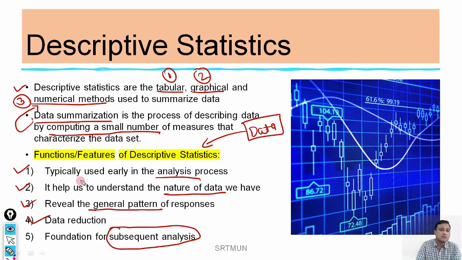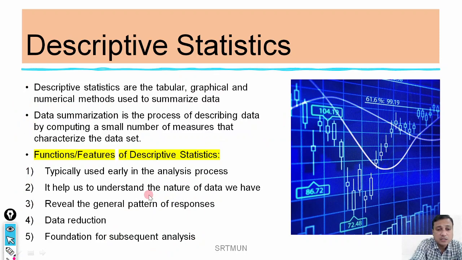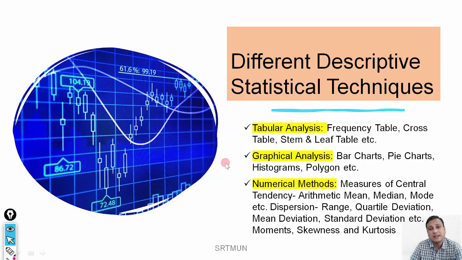So these are the functions or the features of descriptive statistics. Now let me take you to the slide where we have mentioned what are the different statistical methods involved in descriptive statistics. They are here. First is a tabular analysis, other is a graphical analysis, and third is a numerical analysis or methods.